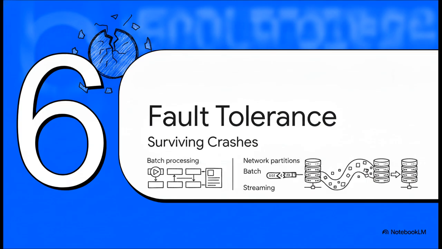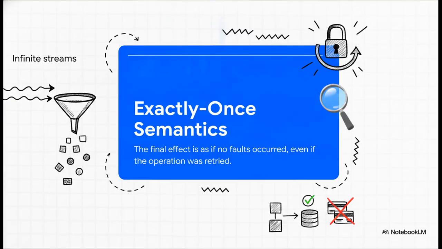Section 6. Ensuring streaming fault tolerance. Ultimately, our event absolutely has to survive system crashes and network partitions. In batch processing, if a job fails, you just run it again. But because streams are infinite, they never stop, so we can't just wait for a job to finish. We need a very specific guarantee known as exactly once semantics.